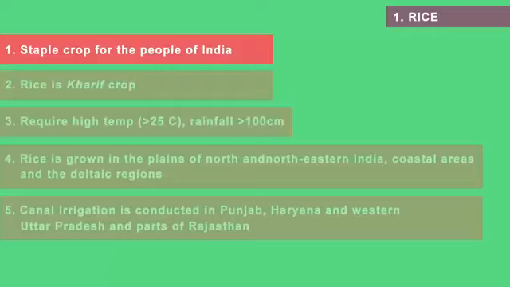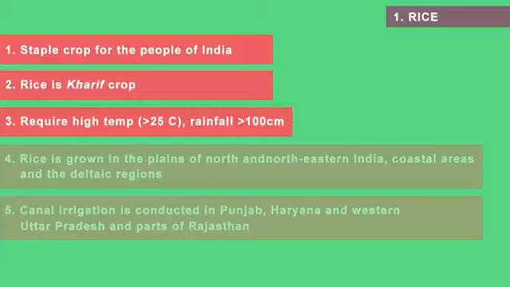The first one is rice. It is the staple food crop of a majority of the people in India. So rice is consumed in large quantity. Now always remember, rice is a Kharif crop, which means it is grown during the monsoon season in the month of June. And it requires high temperature, that is above 25 degrees Celsius, and the annual rainfall should be above 100 centimeters. So overall you need high temperature and good rainfall.